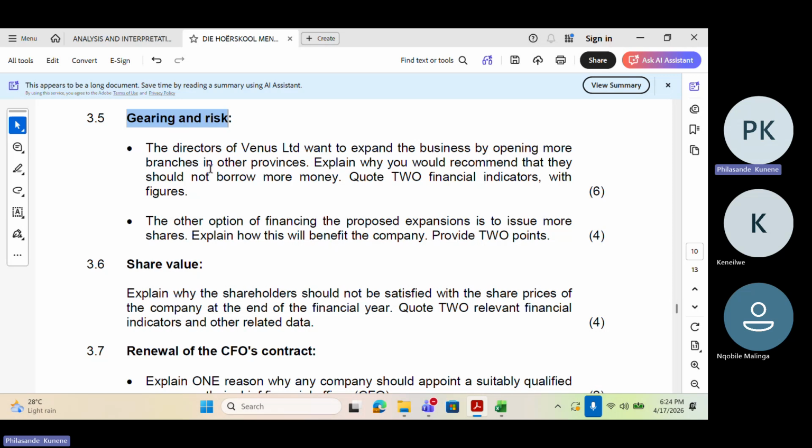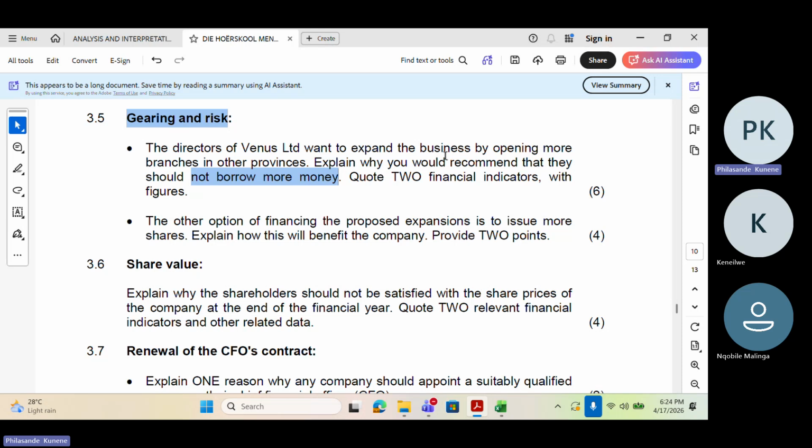Okay, the directors of Venus Ltd want to expand the business by opening one more branch in other provinces. Explain why you will recommend that they should not borrow more money. Quote two financial indicators with figures. Why are we saying they should not borrow more money?